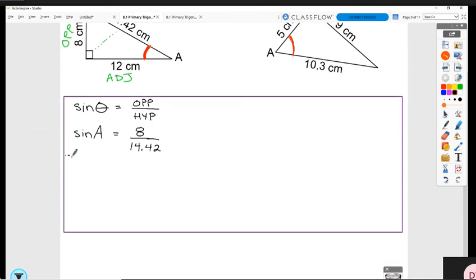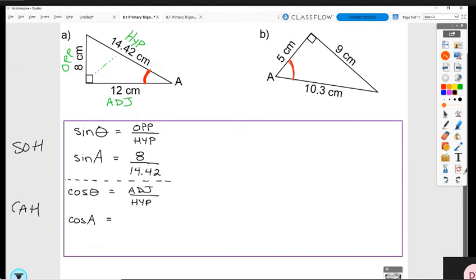The next ratio. So the next one would be cos theta equals adjacent over hypotenuse. Adjacent over hypotenuse. And when we fill this in, we'll say cos of angle A equals, gotta scroll up here, the adjacent side is 12 over the hypotenuse, which is 14.42. And I think leaving it just like that is wonderful.